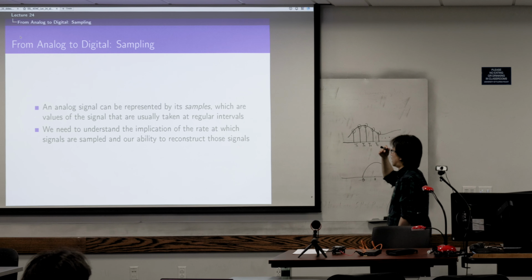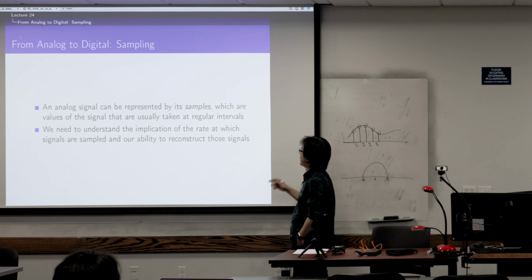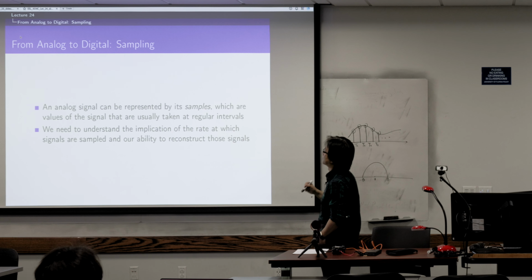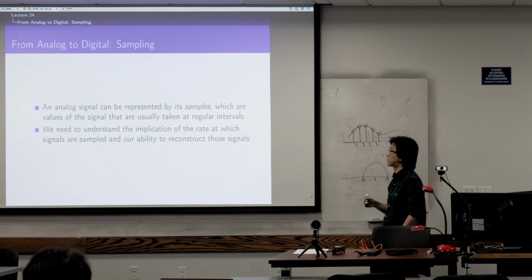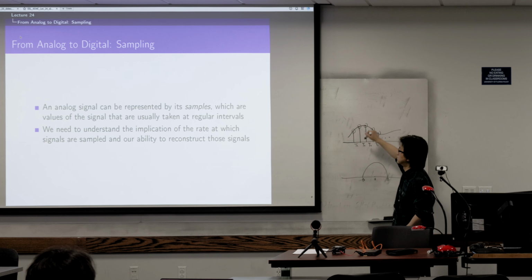Okay, so now let's see some concepts. An analog signal can be represented by its samples, which are values of the signal that are usually taken at regular intervals. So what we mean is exactly this. The analog signal is represented by these samples, right?